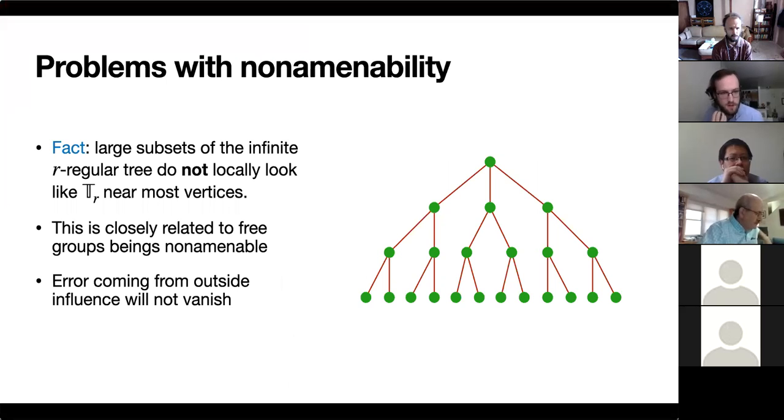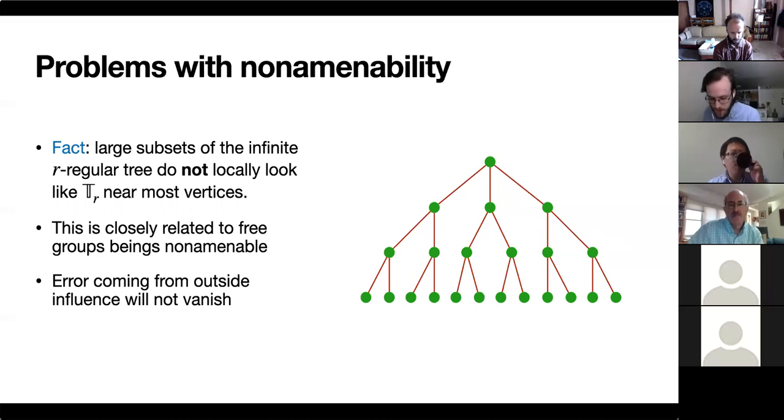So an unfortunate fact that we'll have to deal with is that in this ideal infinite graph, as a non-ideal property, large subsets of it do not locally look like itself. As you can see in this picture on the right, a significant fraction of the vertices are actually near the boundary, and this fraction does not vanish as the size goes to infinity either. This is basically the same fact as saying that a free group is not amenable, as a free group Cayley graph is an infinite tree.